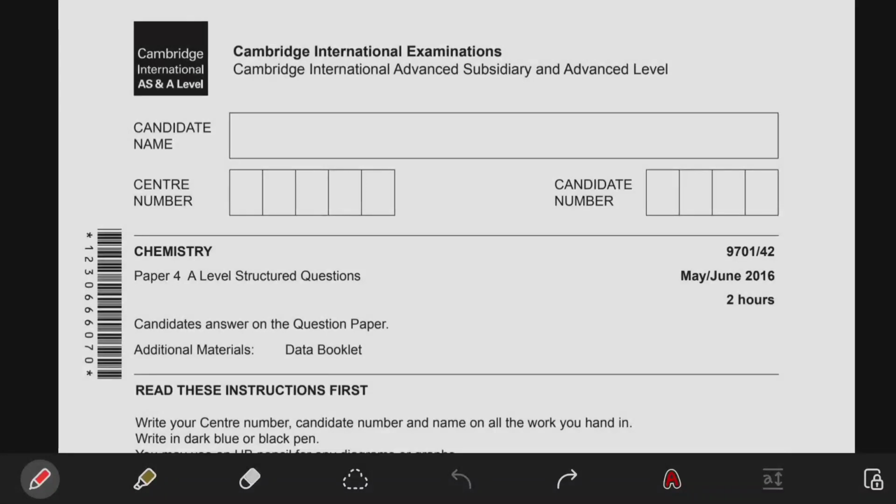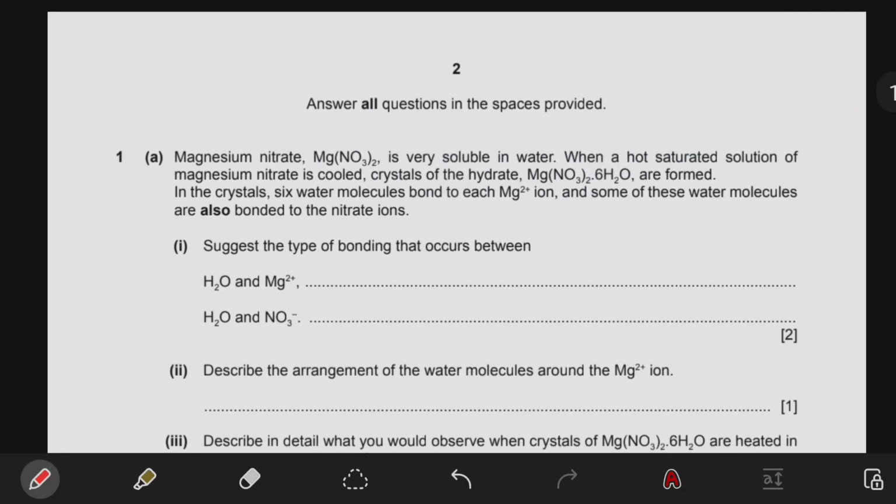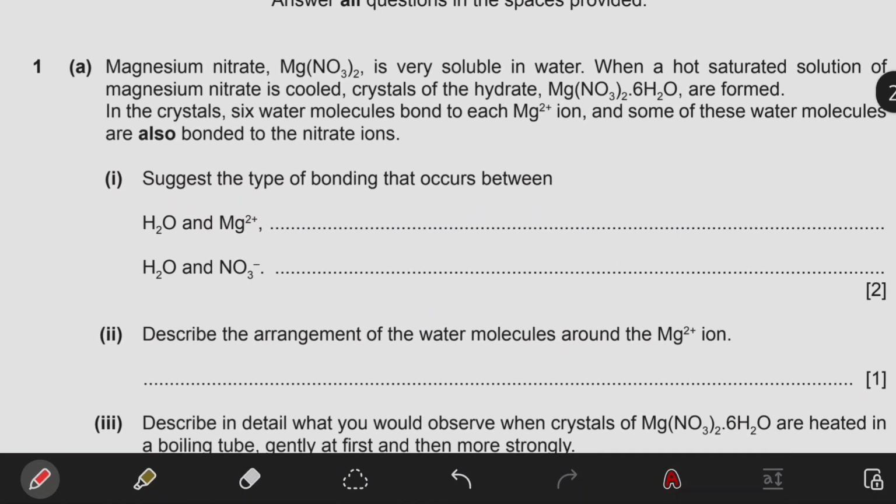So we will be solving Chemistry A-Level 9701, Paper 42, May-June 2016. Starting with question 1. Magnesium nitrate is very soluble in water.